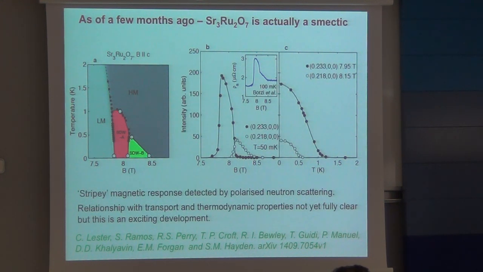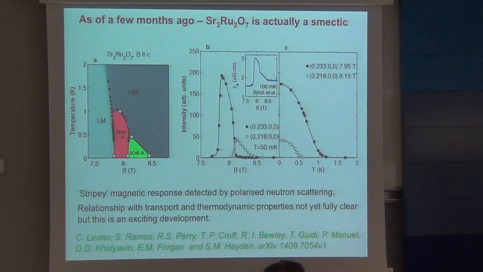I completely accept the validity of his result, and that he's seeing the onset of texturing of the spins at the same TC as we see the onset of the thermodynamic signature. I agree with all that. I just don't think that you can be as simplistic as saying that you now understand everything that's going on.